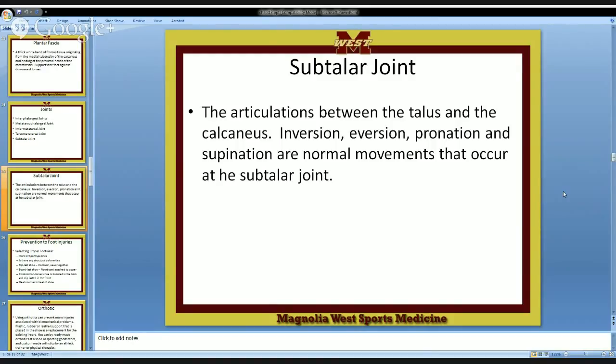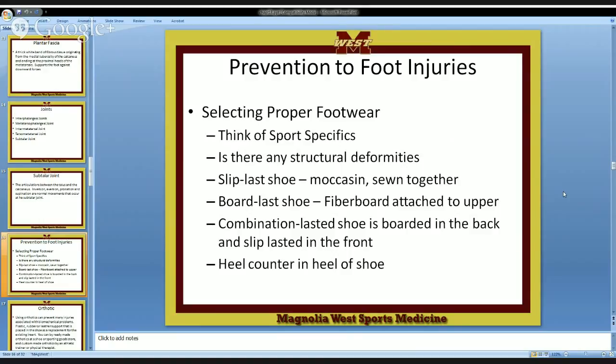All right. At the subtalar joint, you can have inversion, eversion, pronation, and supination, and those are normal movements that occur at the subtalar joint. Prefix. All right. So let's prevent some foot injuries.